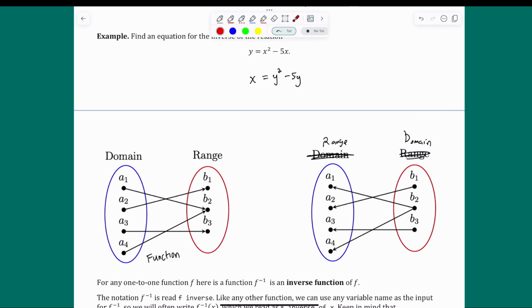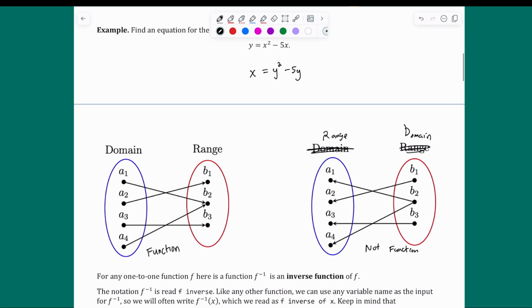The reversing process here does not produce a function, because if you notice, B2 went to A1 and also went to A4. That is not a function because every member of the domain doesn't correspond to exactly one member of the range. So the input of B2 here gives us an output of A1 and A4. So that's not a function. And we want to ensure that when we do this process, we always get a function. So not every function has an inverse function.